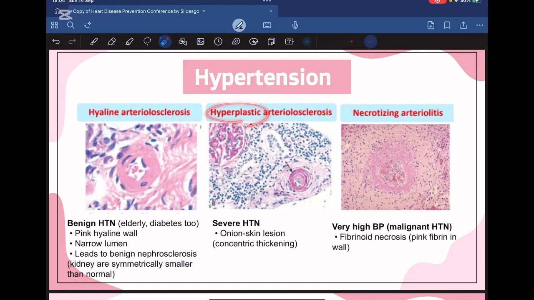Moving on to the second one, hyperplastic. The hypertension will be severe and we will see onion skin lesions with concentric thickening. With hyperplastic, you see that the hypertension is severe, and if they are generous they may tell us there are onion skin lesions. So this is a keyword for hyperplastic arteriosclerosis. Necrotizing arteriolitis is the most severe case. We will have very, very high blood pressure, malignant hypertension, diastolic more than 100. What we eventually see is fibrinoid necrosis, and it mostly affects the kidneys.